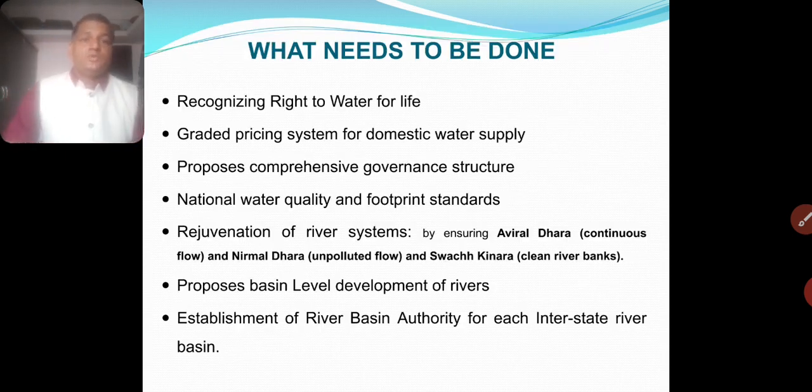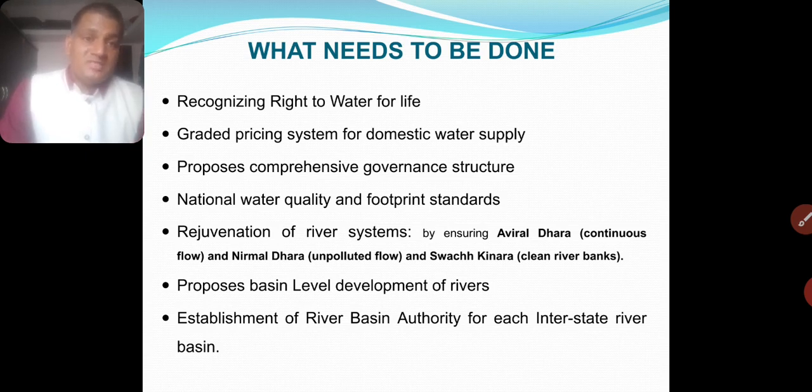What needs to be done? Through these points we have to overcome our problems. Recognize the right to water for life, a graded pricing system for domestic water supply, comprehensive governance structures, national water quality and footprint standards. Apply these. Rejuvenation of river systems like Aviral Dhara, continuous flow, Nirmal Dhara, unpolluted, and Swachh Kinara, clean river banks. If you apply this, the river systems will be rejuvenated.